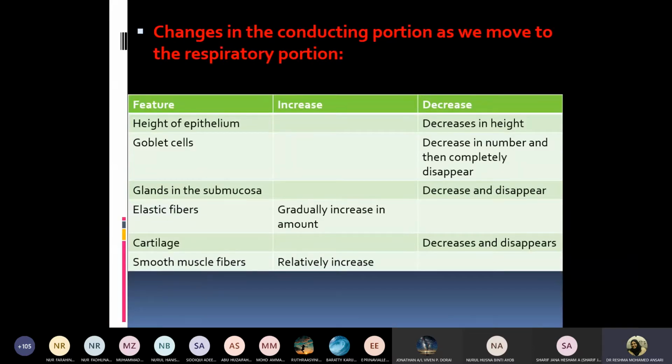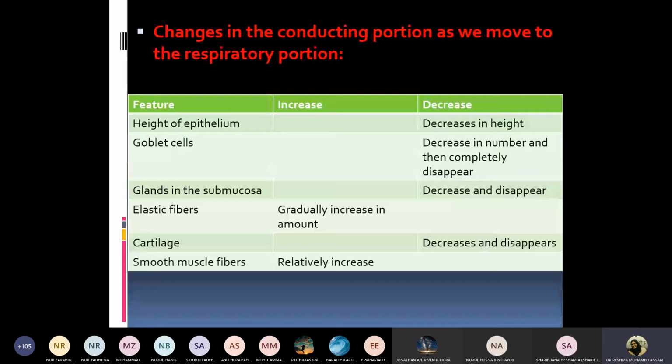So what are the changes in the conducting portion as we move towards the respiratory portion? In your conducting portion, the height of epithelium is high, but when you go to the respiratory portion, the height of epithelium reduces. Where that is pseudostratified ciliated columnar, here it becomes squamous. It goes from columnar, to cuboidal, to squamous, totally flattened. Goblet cells decrease in number and then completely disappear. Glands in the submucosa decrease and disappear. What increases are only two: elastic fibers and smooth muscle fibers. Cartilage also decreases and disappears.